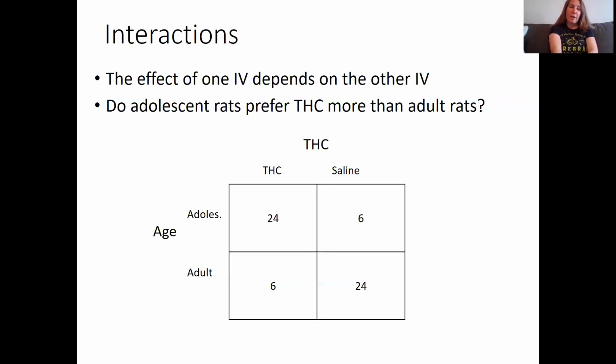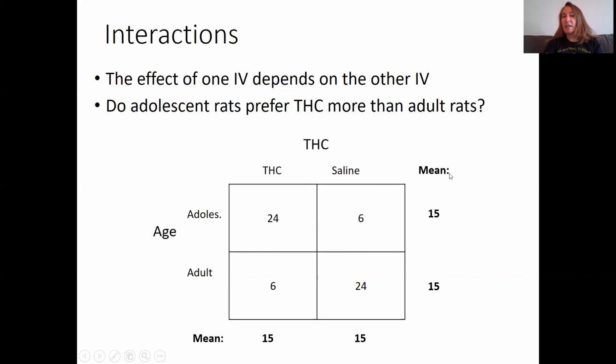So here we have our example. We've used this one before about the preference of THC versus age. So this is a 2x2 design. We've created our factorial matrix here, and what we have here is our means. So if we were to look at adolescents, we would take 24 plus 6 divided by 2 is 15. Same thing here for adults.